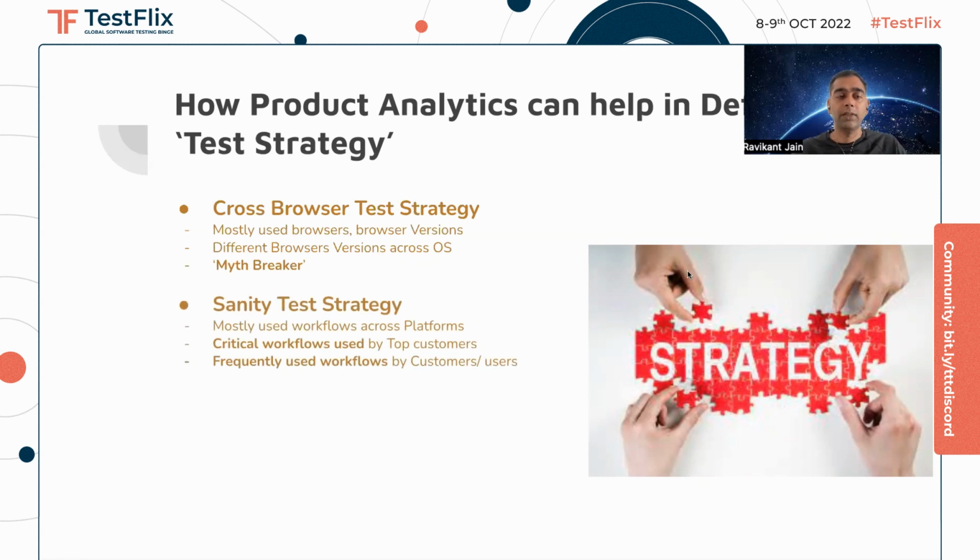Also, that helps in defining the sanity test strategy. Obviously, a feature can have primary test cases based upon our own assumption of how customers are using it. But if we know the business case, that can help further. If we know what the most used workflows across the platform are, what the critical workflows used by the top customers are, and what the frequently used customer workflows are, that becomes a candidate for sanity testing.